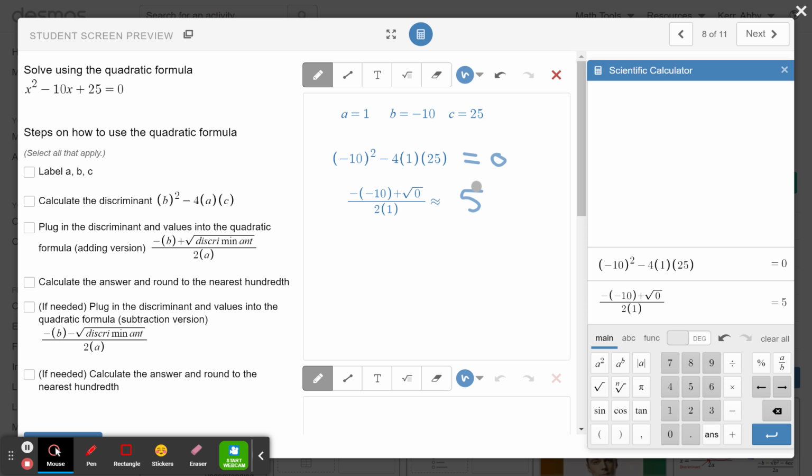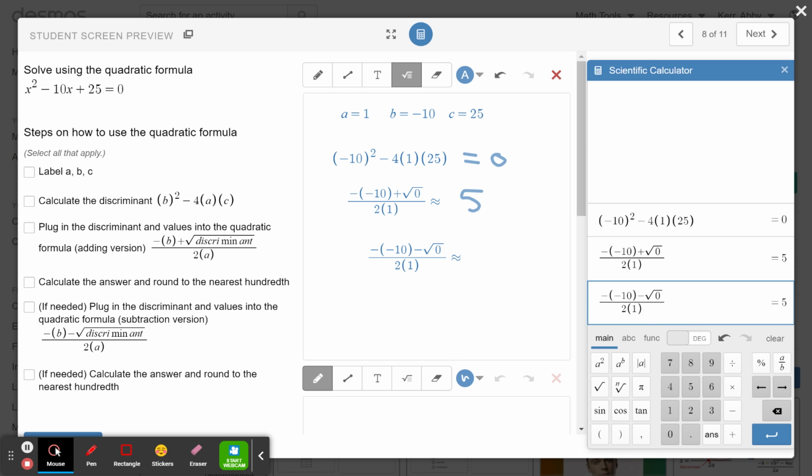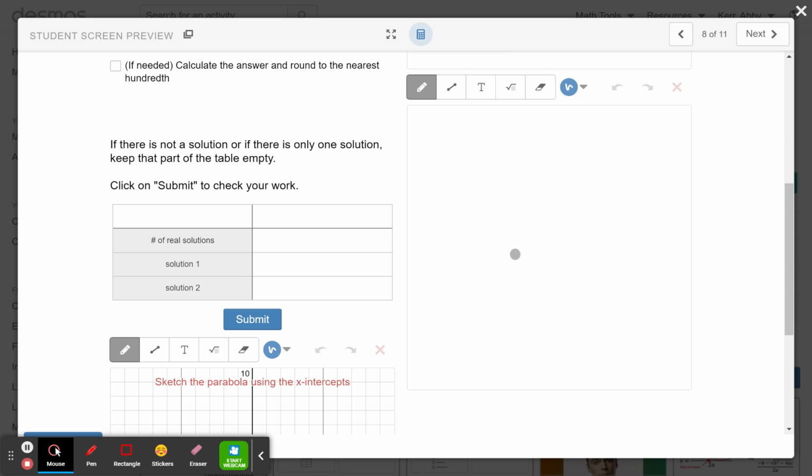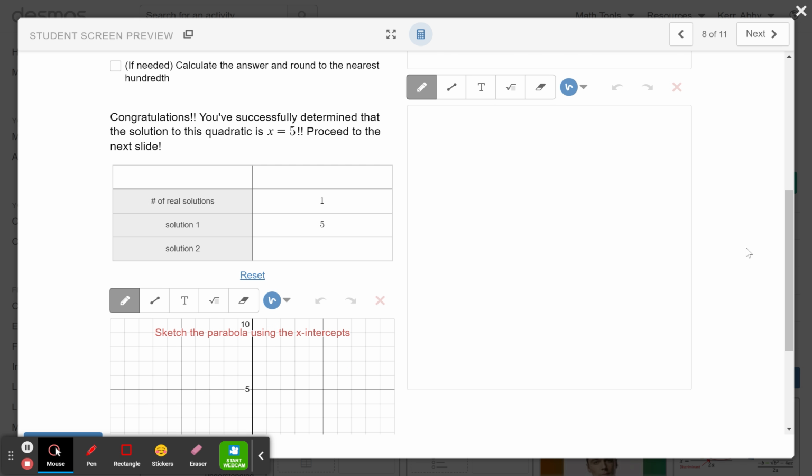Well, what happens if you don't remember that a discriminant of 0 only gets you one answer? You will be able to do the minus. And then you're going to realize something. You're going to get both answers of 5. That's really silly. You're getting 5 twice. Well, 5 is the same number, right? So, down here, number of solutions, 1. And what solution is it? It's 5. It crosses at x equals 5.